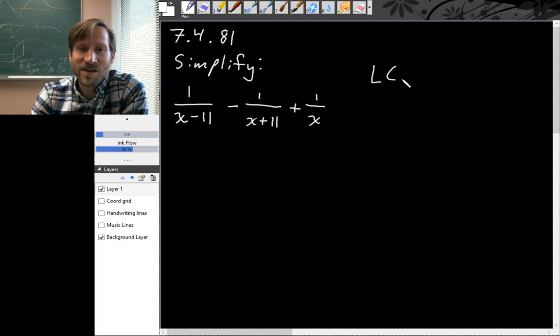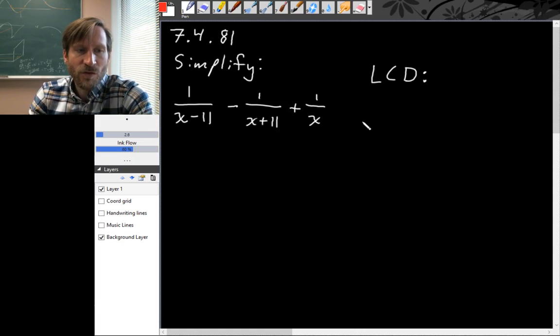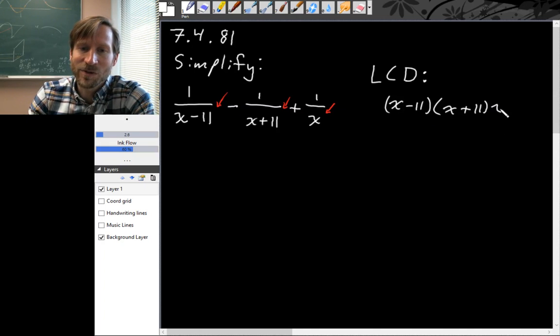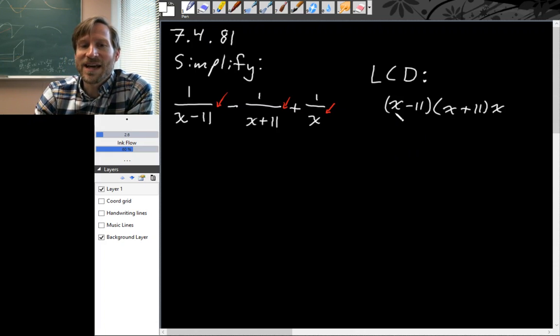So let's find the least common denominator that we'll use. For our first term, the denominator is x minus 11, so we need a factor of x minus 11 in our least common denominator. For the second term, the denominator is x plus 11. We don't already have an x plus 11 in our LCD, so we'll need a factor of x plus 11. And in the last term, the denominator is x. We don't already have a factor of x, so we will need one. So our least common denominator will be x minus 11 times x plus 11 times x.